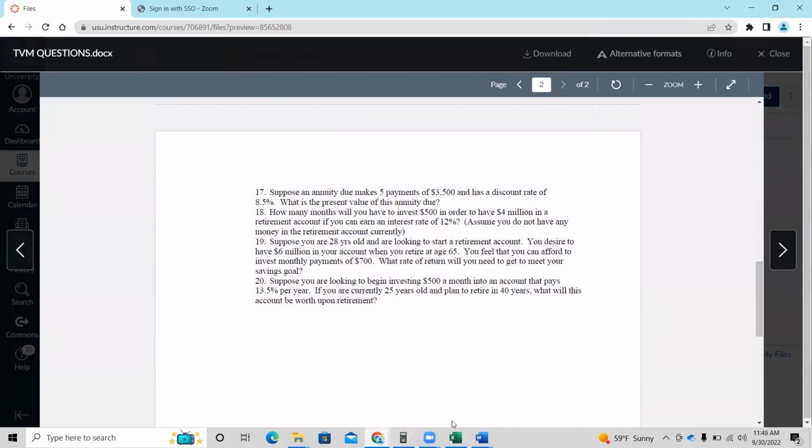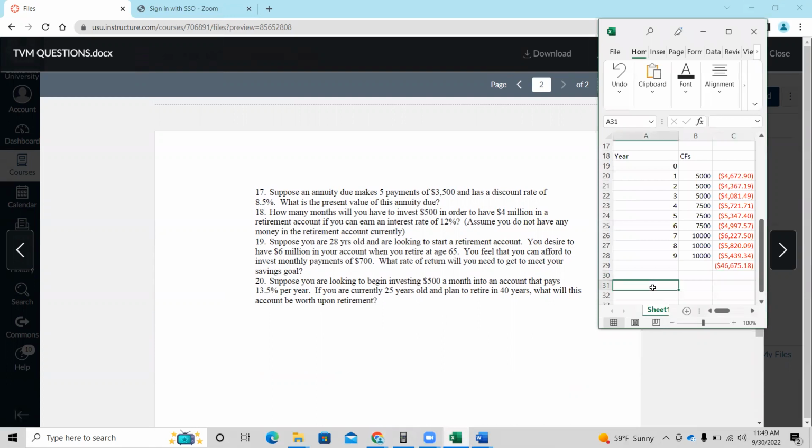Let's solve number 17. And then in the final video, we'll solve the last 3 problems here. So in 17, it says an annuity due makes 5 payments of $3,500 has a discount rate of 8.5%. What's the present value of this annuity due? Now, since the payments are constant, we can use the payment function.